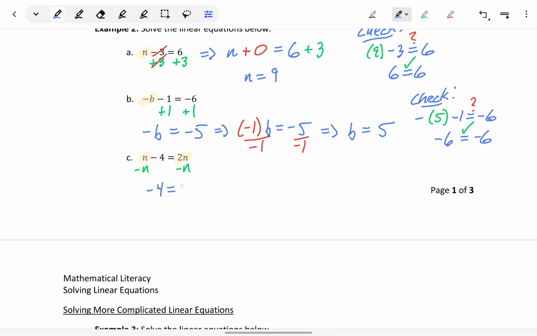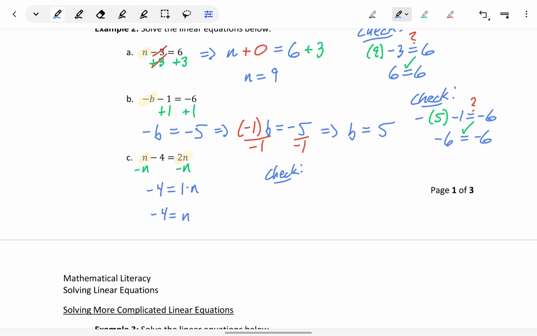or 1 times n. One times n is the same thing as just n, so negative 4 is equal to n. So we have our solution. Because that coefficient is already 1, there's no additional step, no division step to isolate n by itself.